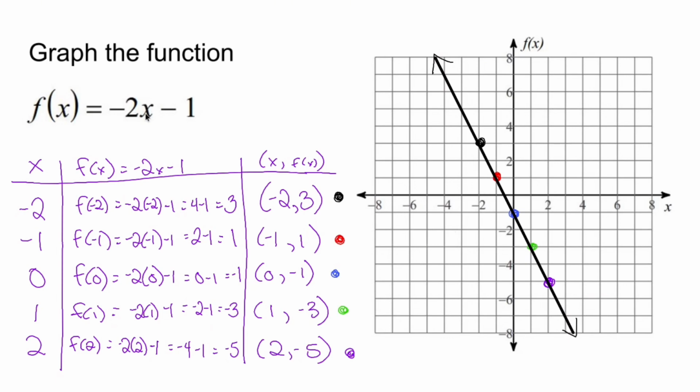So that's what graphing a function looks like. You pick your points, you plug them in, you get your dots, you graph your dots, you connect the dots, and you put arrows depending on what your graph looks like.